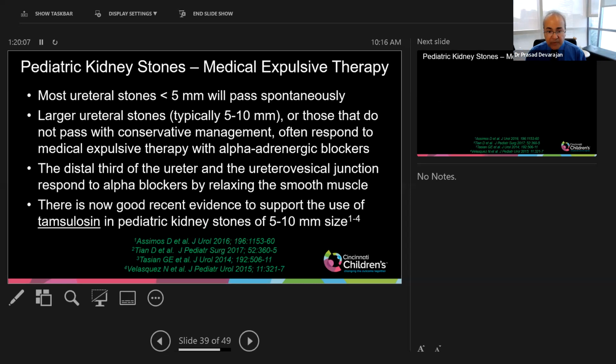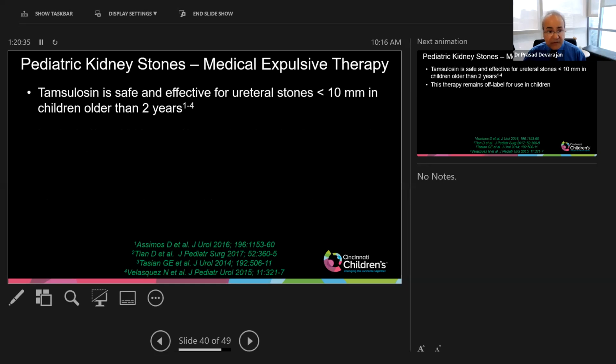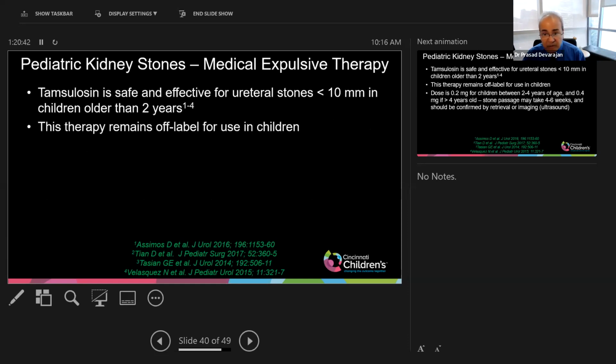There are 4 or 5 papers published that show that using tamsulosin, which is an alpha adrenergic blocker, also called Flomax, is very good for pediatric kidney stones, especially in that 5 to 10 millimeter range. So if it's less than 5, we usually don't use it. 5 to 10 millimeters, we use it. Even slightly higher stones, if it's in the ureter, there is good evidence that this works. So it is safe, it is effective, and we use it for children all the way down to 2 years of age. It is off-label, but we use it.